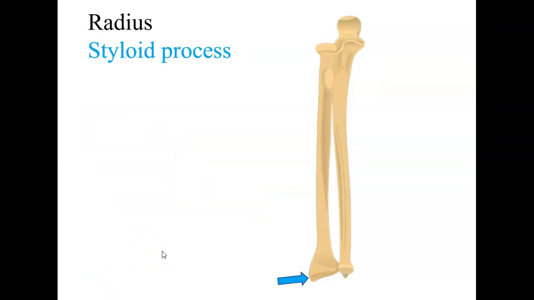We then have the styloid process, which is a little bony feature that sticks off of the radius. You can oftentimes palpate that, that is, feel it in your wrist area of your arm. And the radius also has the head. The head is circular, and it's towards the proximal part of the bone.